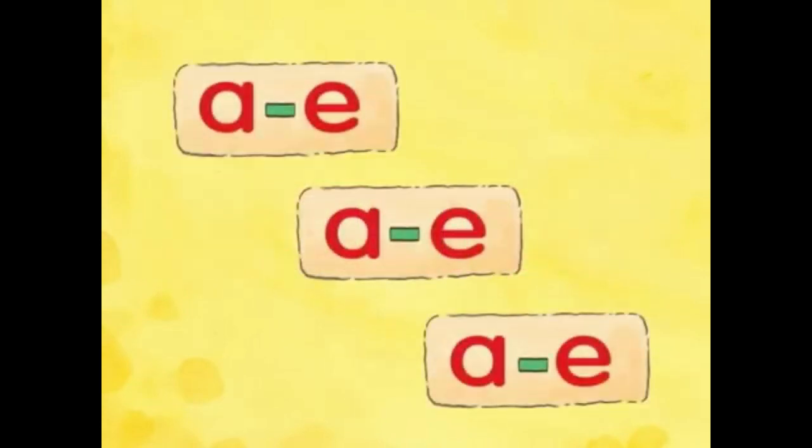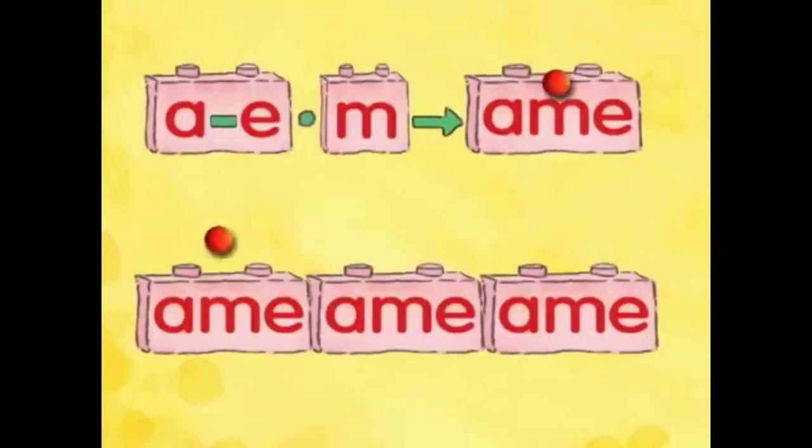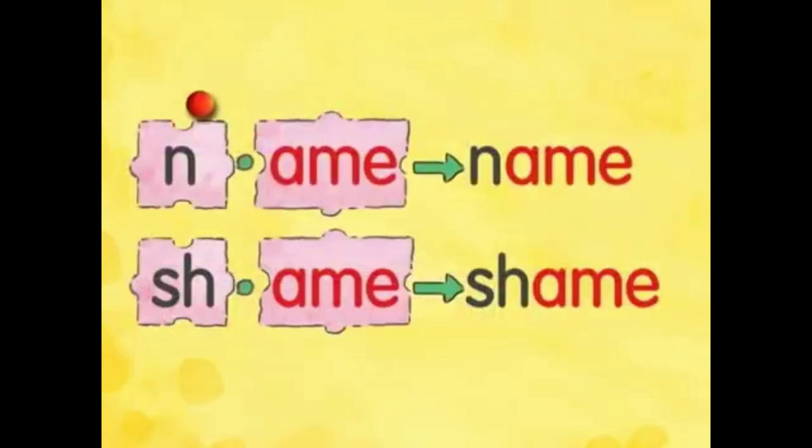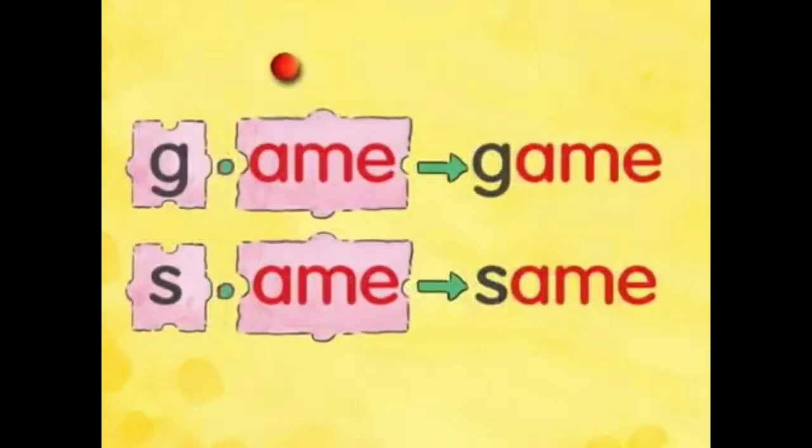Now do it with me. A, A, A. Aim, aim, aim. N, aim, name. Sh, aim, shame. G, aim, game. S, aim, same.